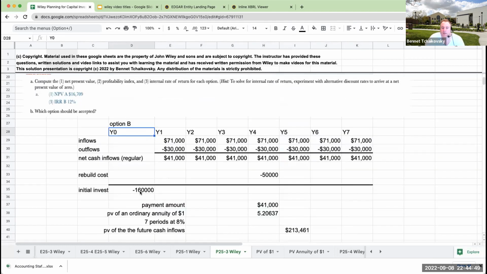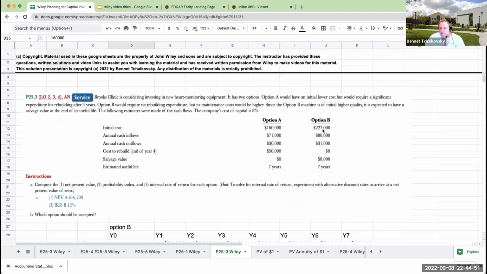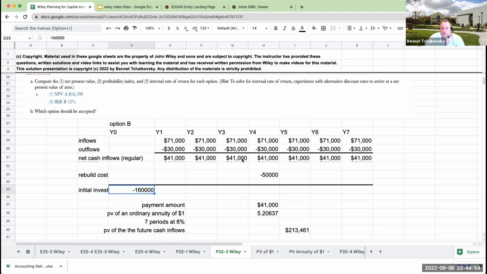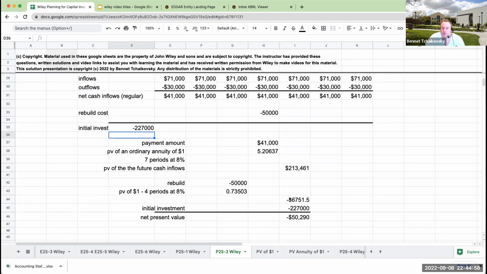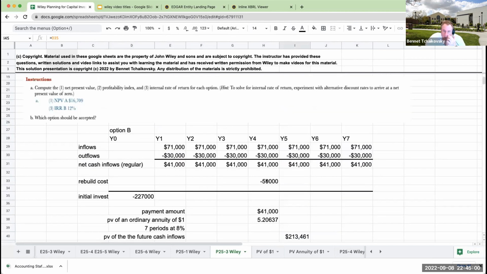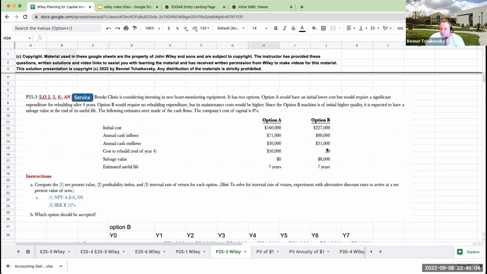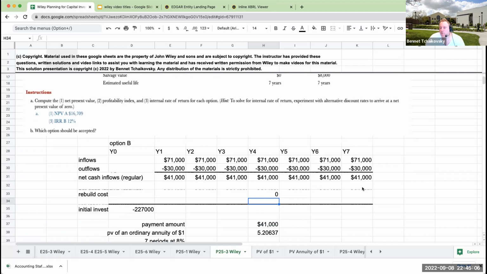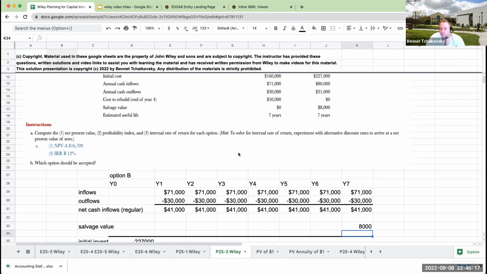Okay, so the initial investment for option B is $227,000. Right, so this is going to be 227. There's no rebuilding cost with option B, right? There's no cost to rebuild. But as a little bonus, we're going to have salvage value. And my salvage value is going to be 8,000 at the end of year 7.